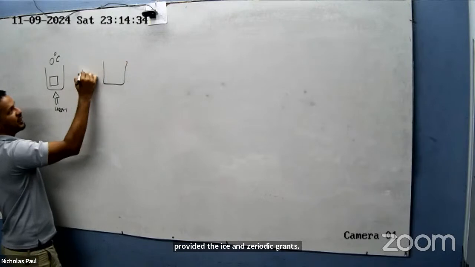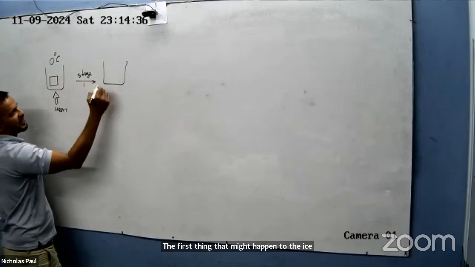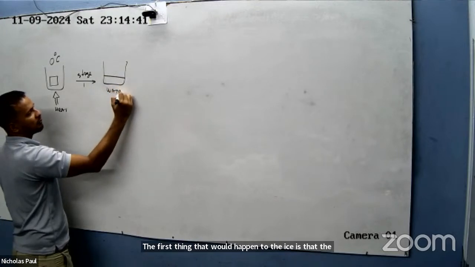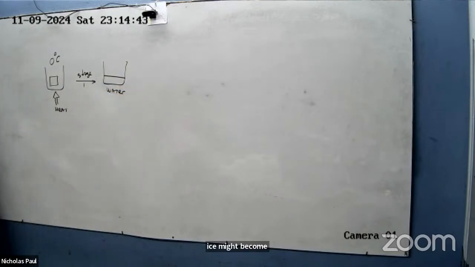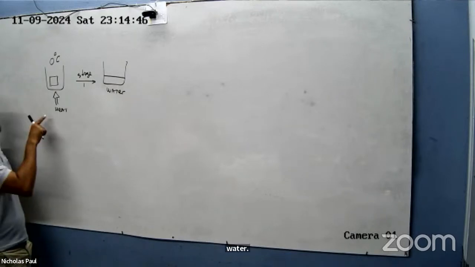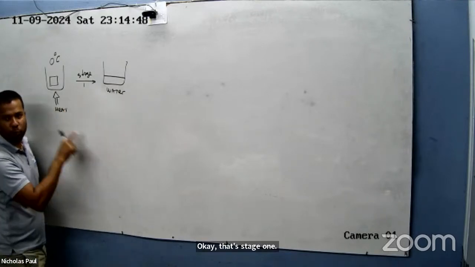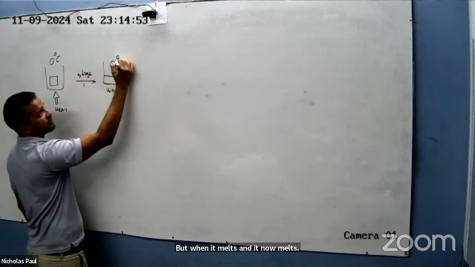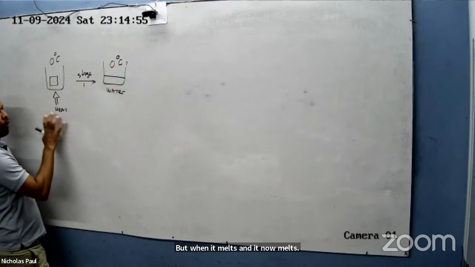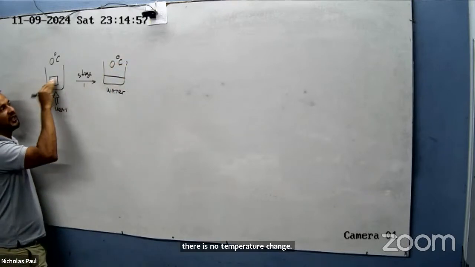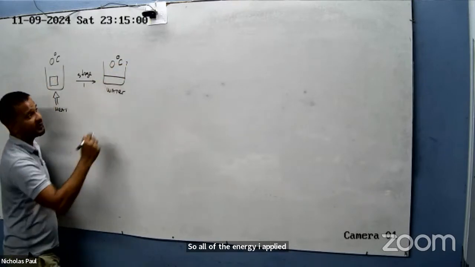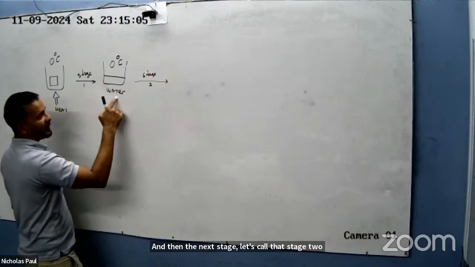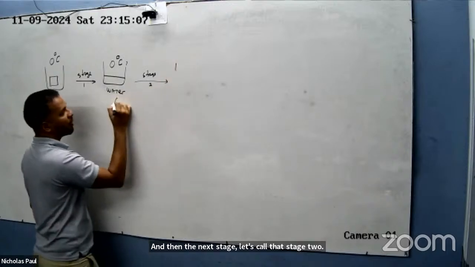This is stage 1. The first thing that will happen to the ice is that the ice might become water. That's okay? That's stage 1. So if I heat it, it will become water. But when it melts, there is no temperature change. So all of the energy I applied to heat up the ice just melted it. And then the next stage, let's call that stage 2. When I heat the water now, keep heating the water, of course.